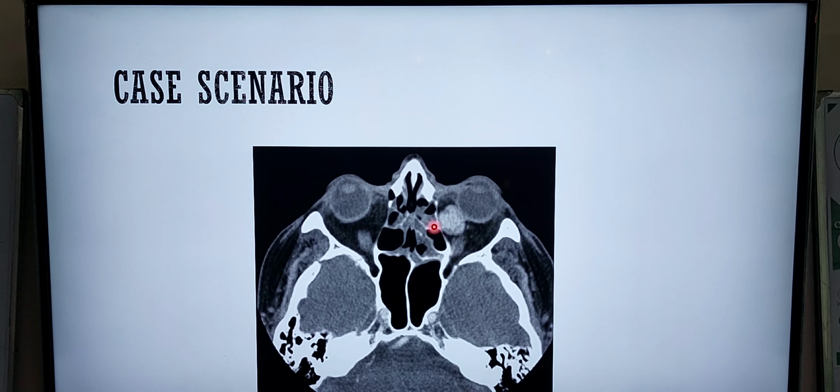How would you describe this CT? So you have to describe. Anybody?